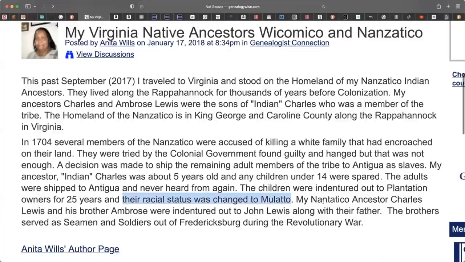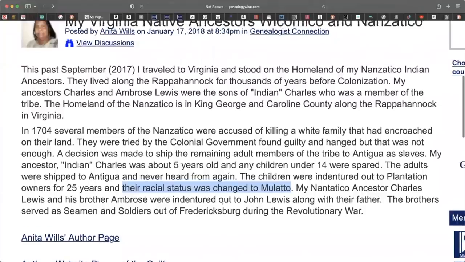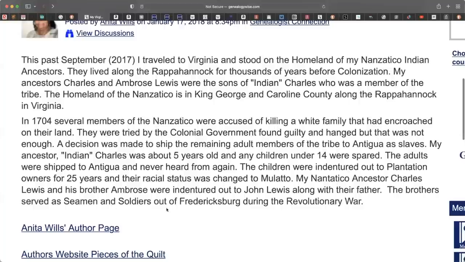Paper genocide. My Nanzatico ancestor, Charles Lewis, and his brother Ambrose were indentured out to John Lewis along with their father. Right, so they kind of had the same last name. So to me, what does that mean? Oh, they got their name from him, huh? The brothers served as seamen and soldiers out of Fredericksburg during the Revolutionary War.